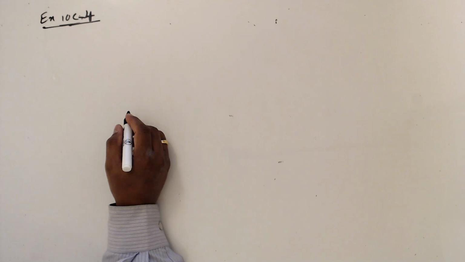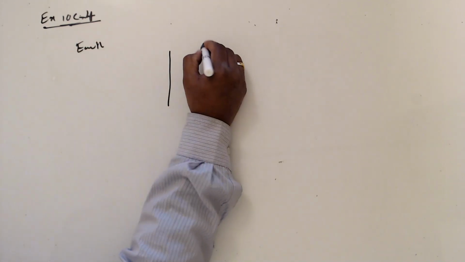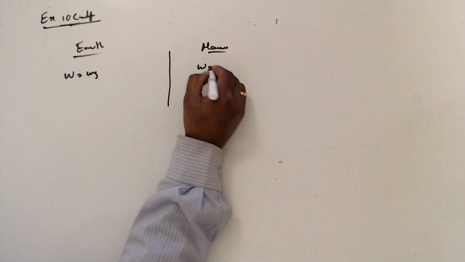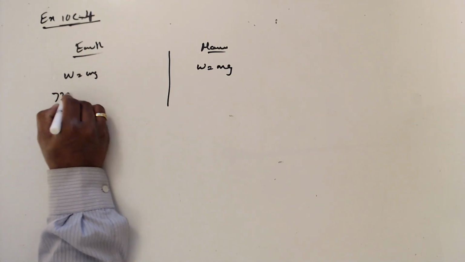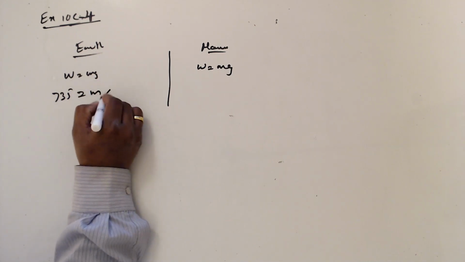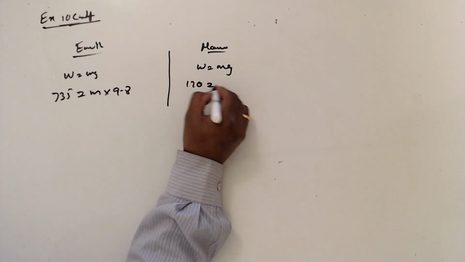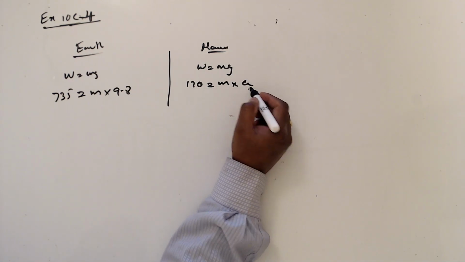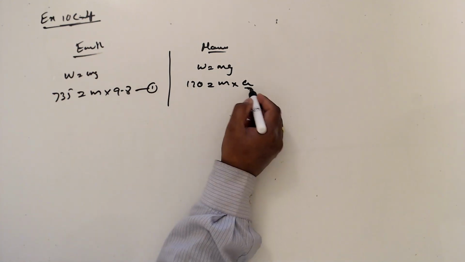Question number 4. An astronaut weighs 735 N on Earth and 120 N on the moon. So this is Earth, moon. W equal mg, W equal mg. So on Earth 735 equal m times 9.8. So on the moon 120 equal m times a. We don't know, we need to find a. So a is the gravity in the moon, the acceleration in the moon.